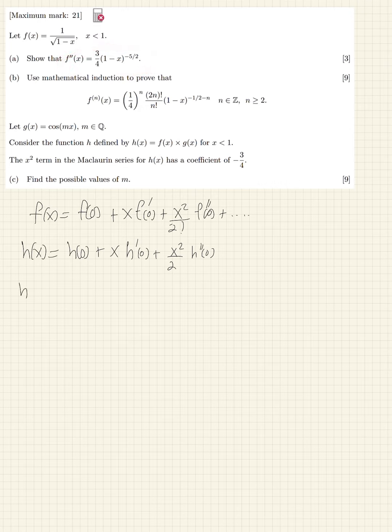So let's find the first derivative of h of x. Derivative of the first times the second, plus the first times the derivative of the second, and h prime prime. Okay, I'm lying, I don't want to do this whole thing. What's h prime of, well, no. Let's just figure it out.